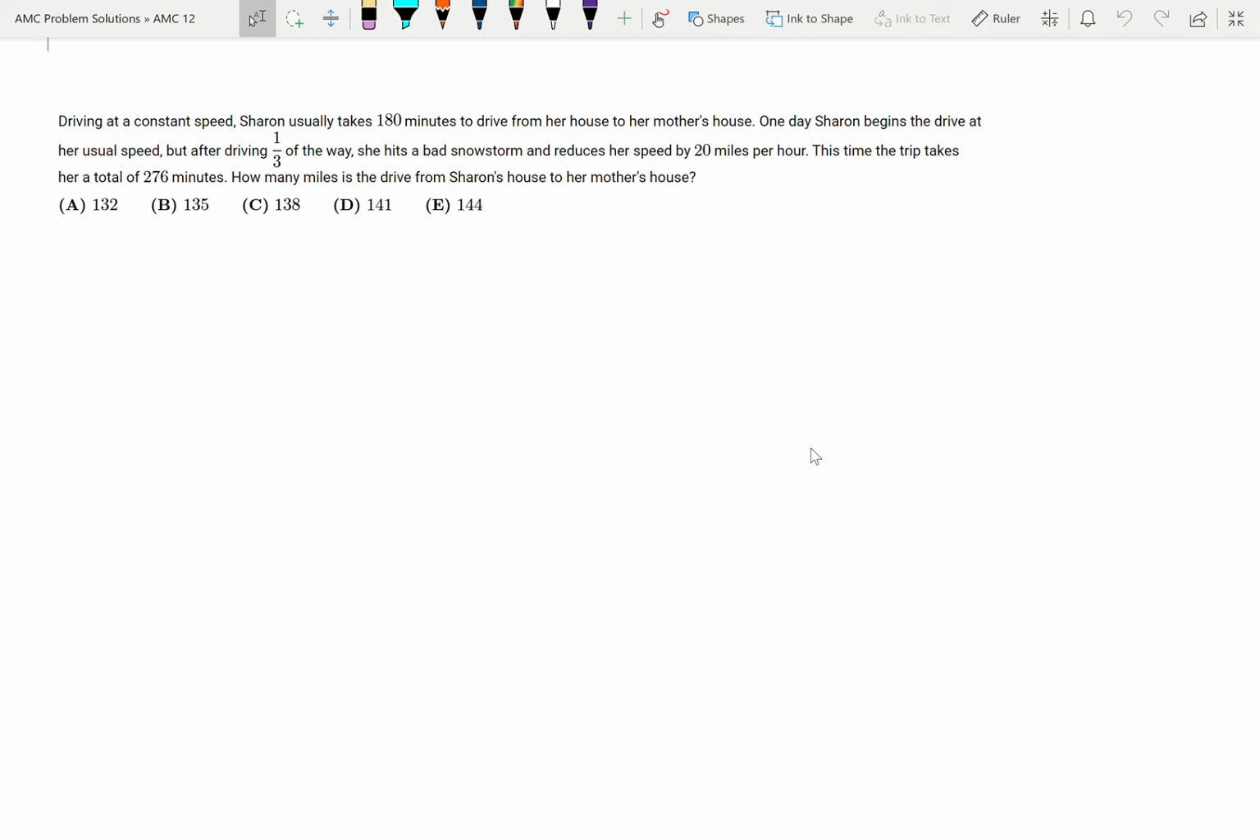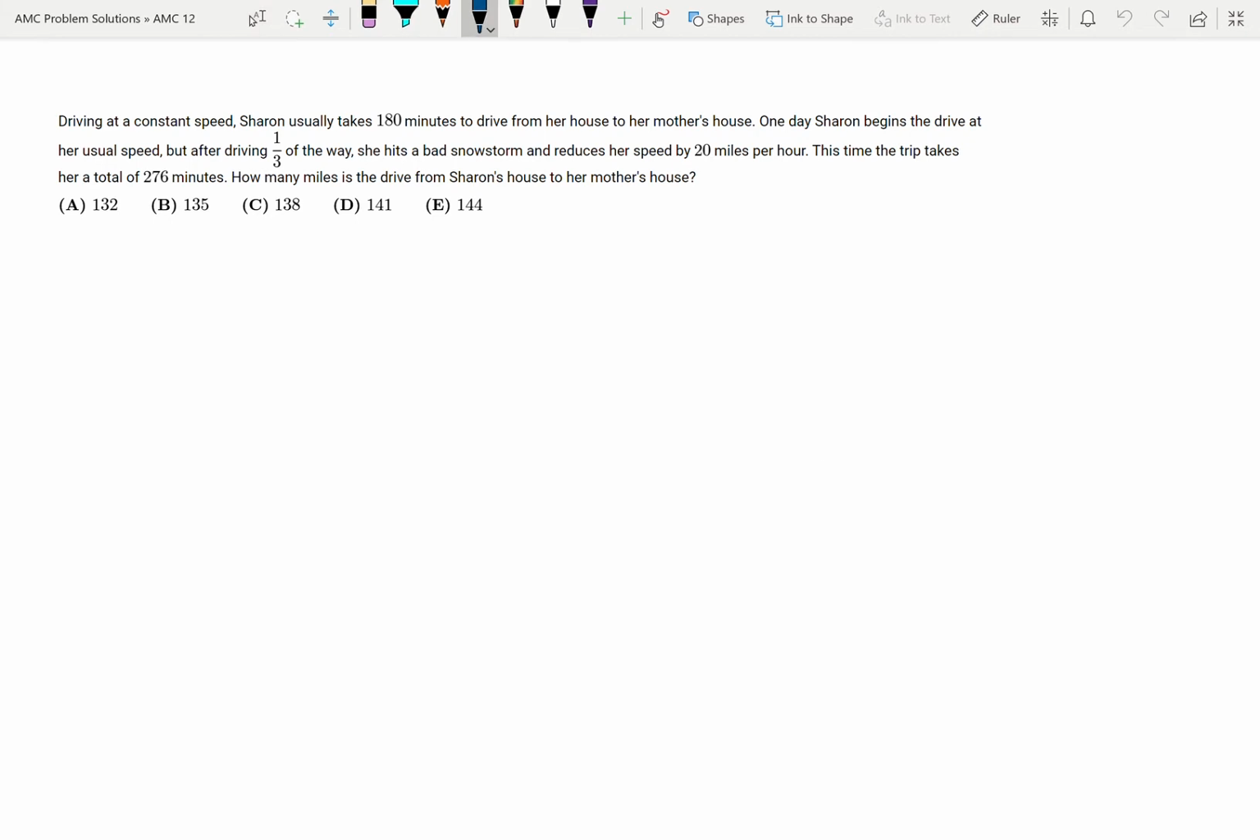Driving at a constant speed, Sharon usually takes 180 minutes to drive from her house to her mother's house. One day, Sharon begins the drive at her usual speed, but after driving a third of the way, she hits a bad snowstorm and reduces her speed by 20 miles per hour. This time, the trip takes her a total of 276 minutes. How many miles is the drive from Sharon's house to her mother's house?